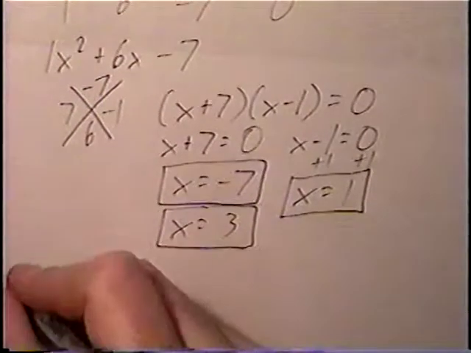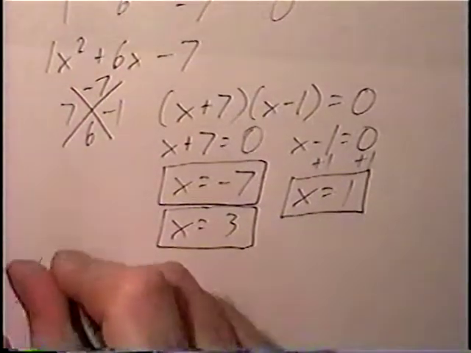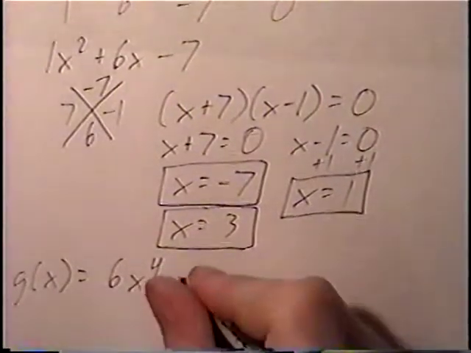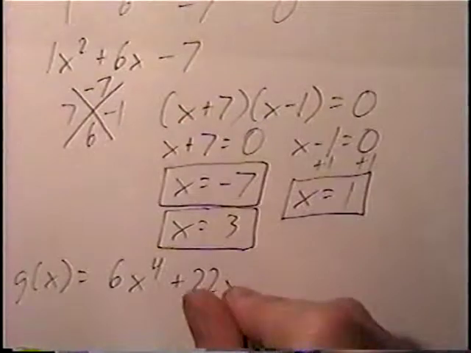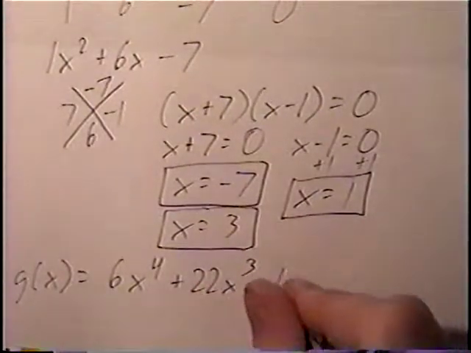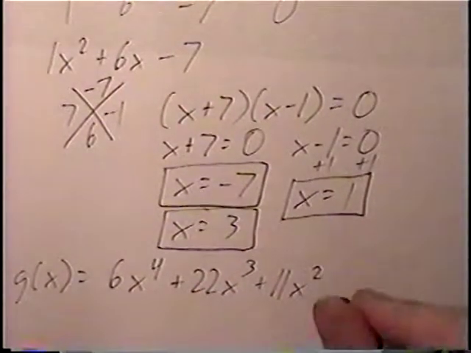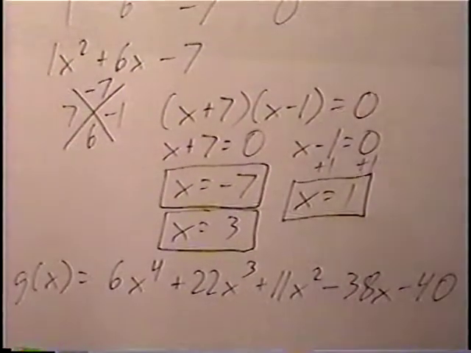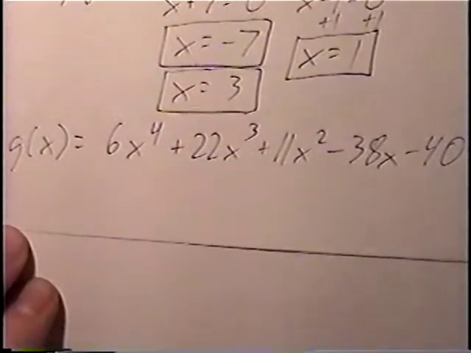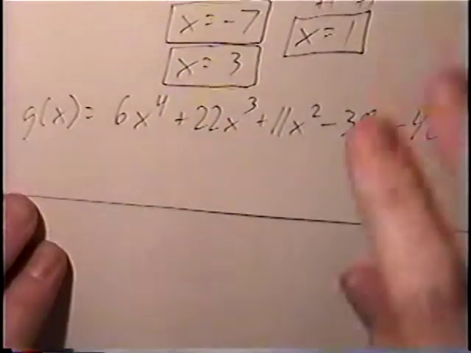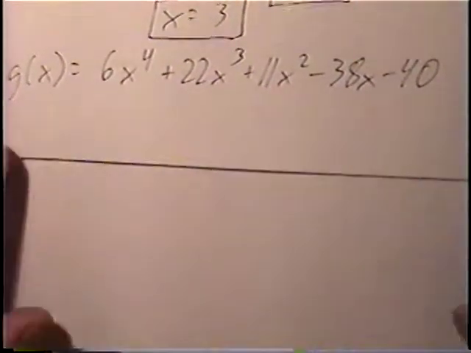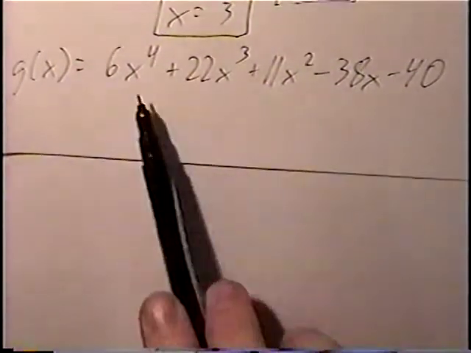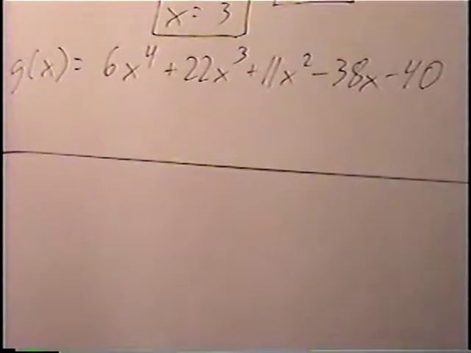The last question for the section is g of x equals 6x to the fourth plus 22x cubed plus 11x squared minus 38x minus 40. Again, using this function, we'll find all these zeros, which again could be rational zeros using the p's and the q's, but we also could get imaginary zeros.